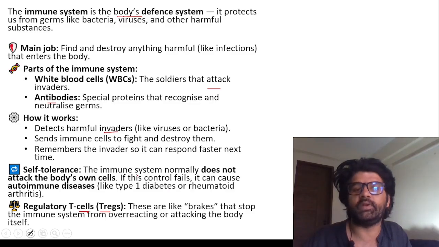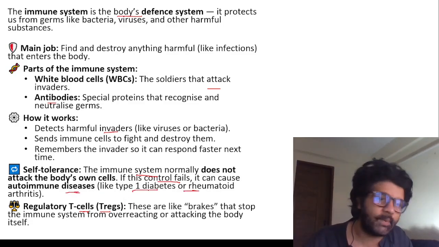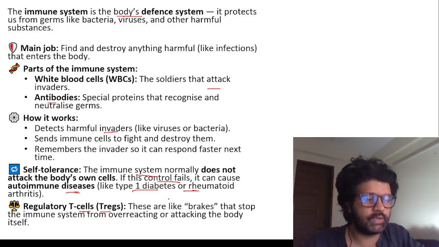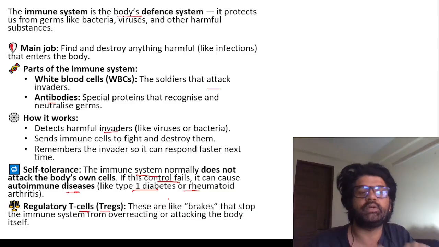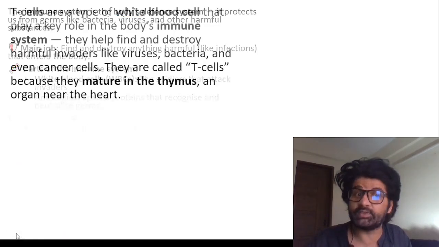Self-tolerance is this concept when the immune system is not attacking our own body cells. If the control fails, it can cause autoimmune diseases like type 1 diabetes or arthritis. So in case you have diabetes like this one or arthritis of this kind, then steps will be taken to increase your T-Regs, regulatory T cells. They are brakes that stop the immune system from overreacting or attacking the body itself. Hope you are understanding the basic rationale.